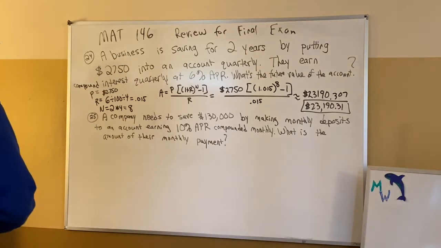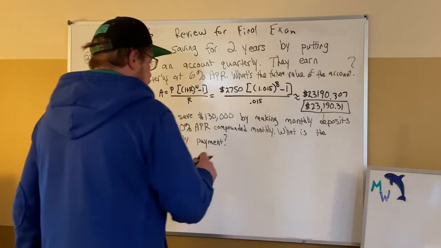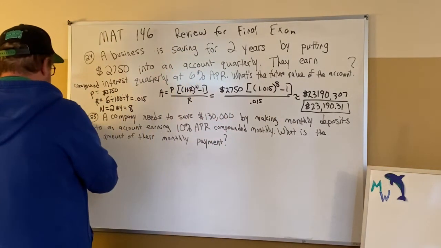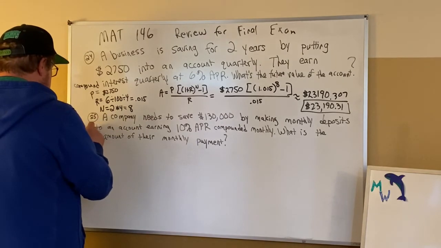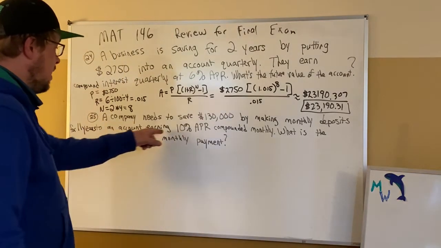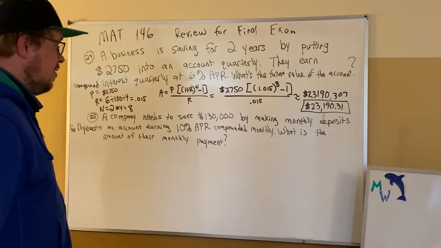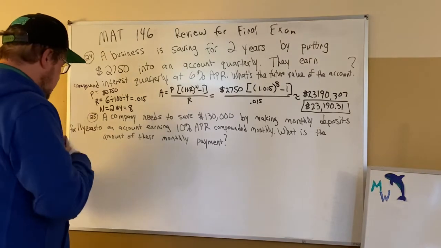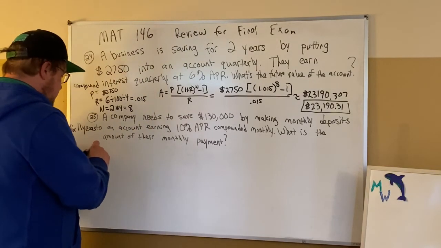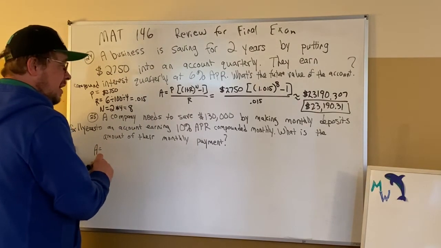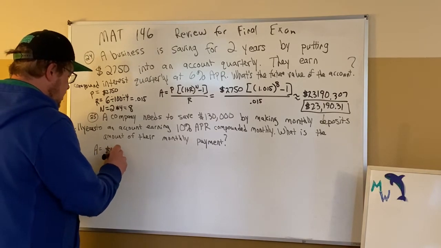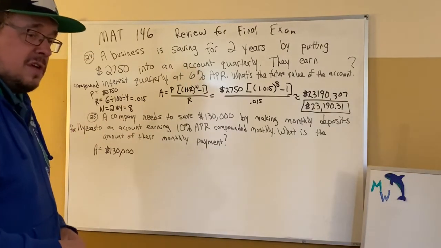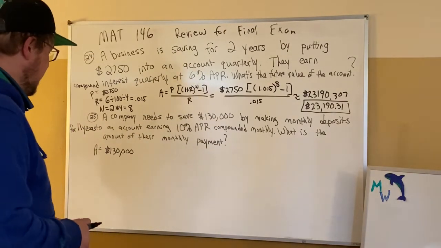11 years. It says make monthly deposits for 11 years into an account earning 10% APR. Okay, now we've got all the information that we need. And the problem that you'd see on the worksheet or on the exam would include the number of years. So in this case, A is the amount they want to get up to, $130,000. They're not putting $130,000 in every month for 11 years because they'd have plenty of money if they did that. They're trying to get there.